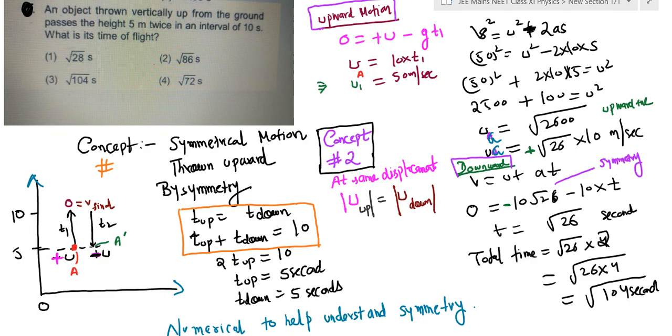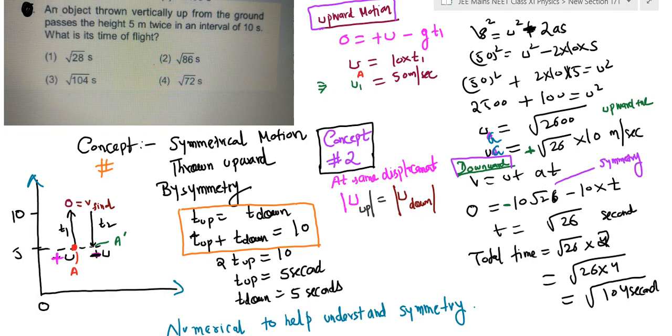and calculate the initial velocity at the point A, which comes out to be 50 meters per second. Now, since you know the velocity at point A and at the highest position the velocity is 0, so you could calculate the initial velocity at the point A.